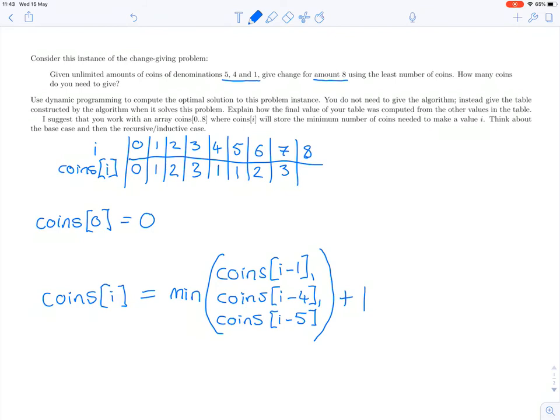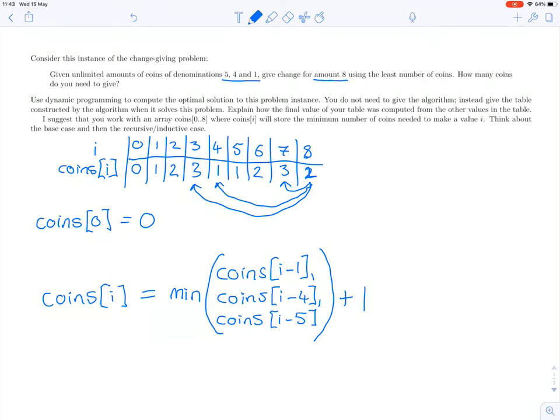And finally, we're ready to compute the solution to the original problem. So I want to give change of 8. So I look back 1, I look back 4, and I look back 5. Okay, so the minimum here is 1. I add 1 more coin to that, and I can give change of 8 in 2 coins, and that corresponds to giving a 4 and then a 4.